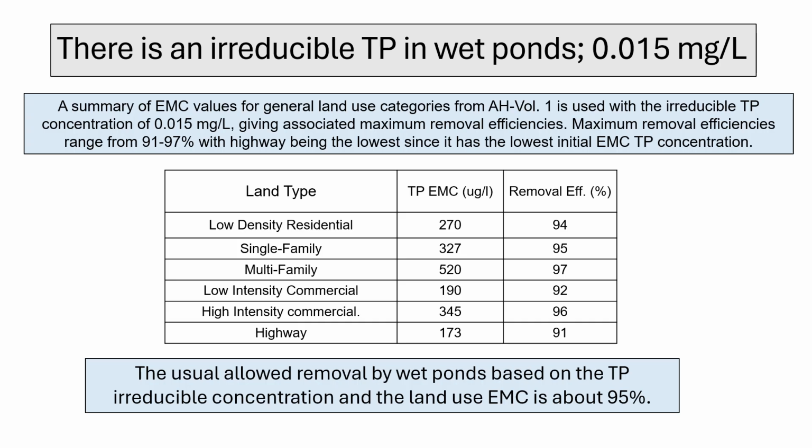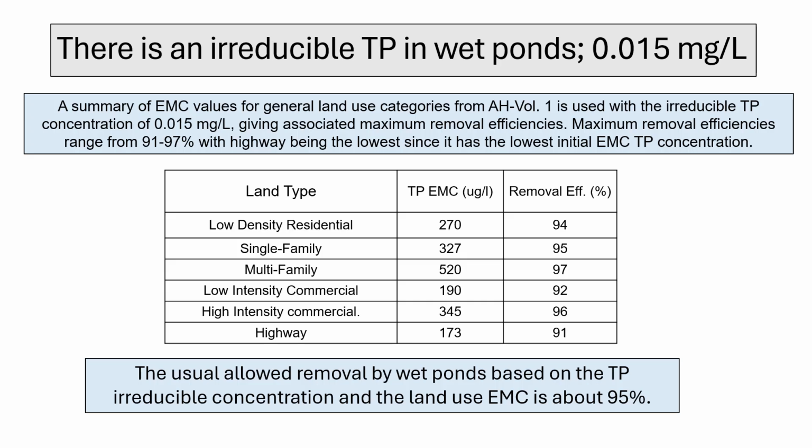A summary of typical EMC values for general land use categories, such as those found in the Applicant's Handbook Volume 1, helps us in this calculation. What we find is that the usual allowed removal by wet ponds, based on both the irreducible TP concentration and the land use EMC, is about 95%. This 95% figure is often the maximum specified percentage removal for performance standards. These maximum removal efficiencies can range from 91 to 97%, depending on the specific land use.